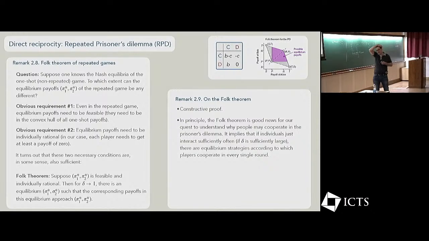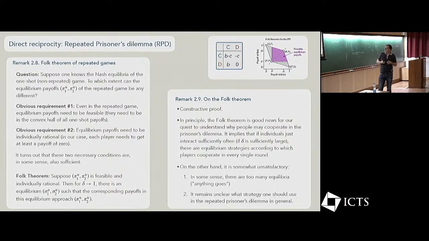But also, from a certain perspective, it's bad news because, in some sense, there are just too many equilibria. It's almost like anything goes. You give me a payoff here in this convex hull, I tell you, yeah, sure. So that makes it a little bit hard to predict what will happen in such a game, because you could justify almost any outcome if what you care about is just the Nash equilibrium of the game or the subgame perfect equilibrium of the game.